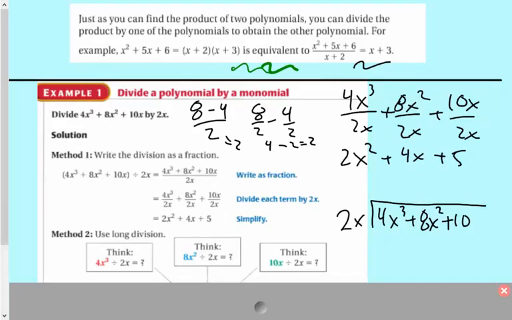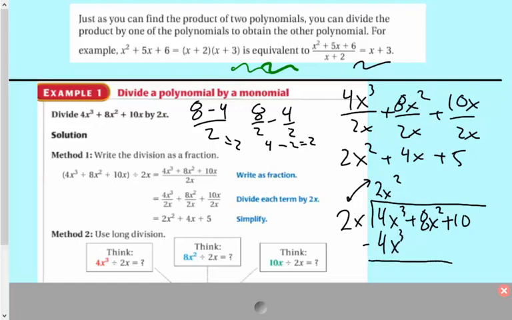So we're going to apply that technique here. And the reason why I'm showing you guys this is because we're going to need this for binomials. So you can do the first method for monomials only, but this method you're going to need for binomials. So 2x goes into 4x cubed, 2x squared times. If you multiply these two numbers here and here, you end up with 4x cubed.